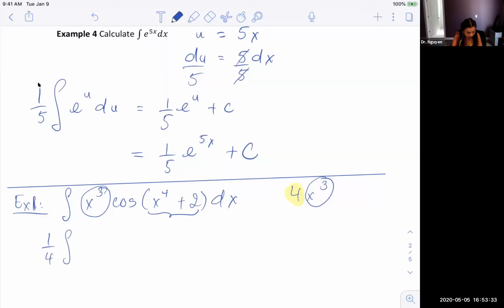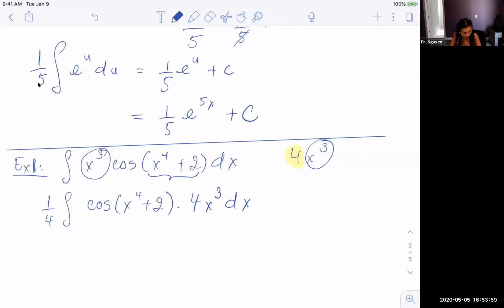So 1/4, and then I have 1/4 cosine of x to the 4th plus 2 times 4x cubed dx. Because 4 is something we need to get rid of. Okay, so you see right here, they're exactly the same, right? So you just have to take the derivative. So we have 1/4 here, cosine of x to the 4th plus 2 times d over dx of x to the 4th. I'm doing the chain rule.